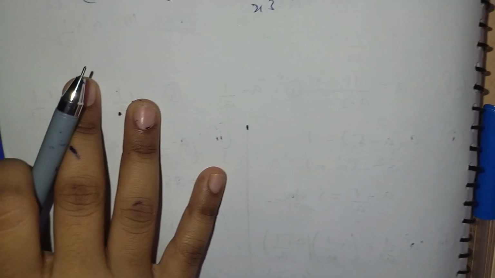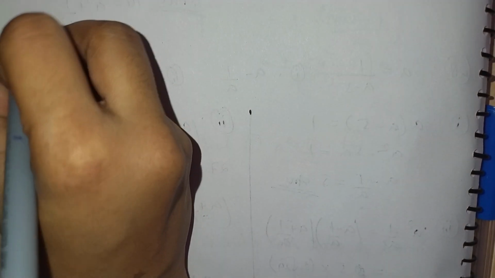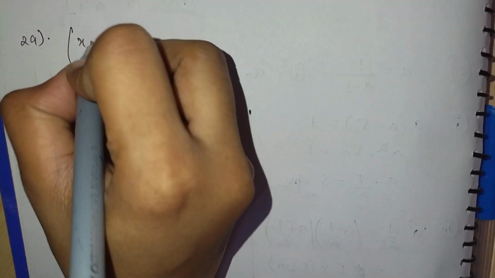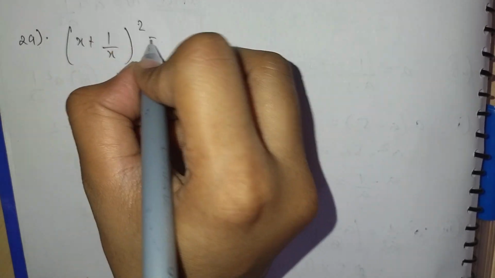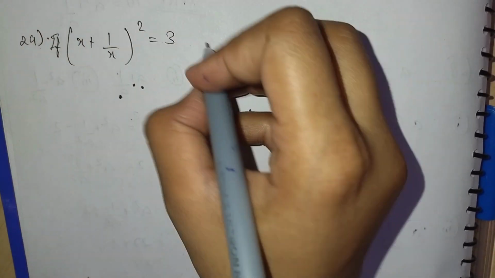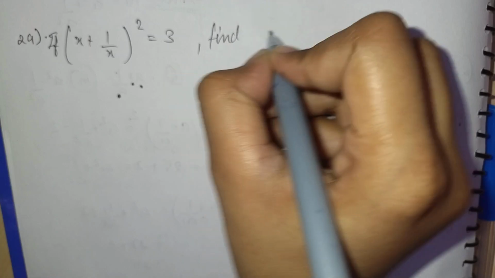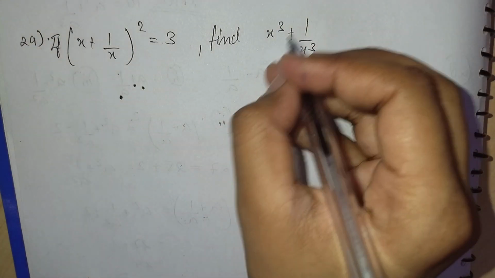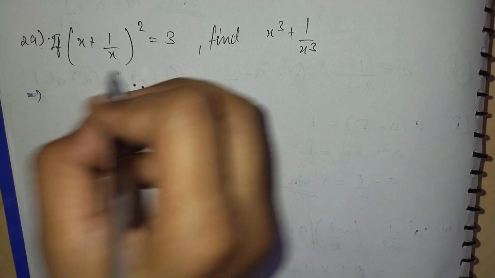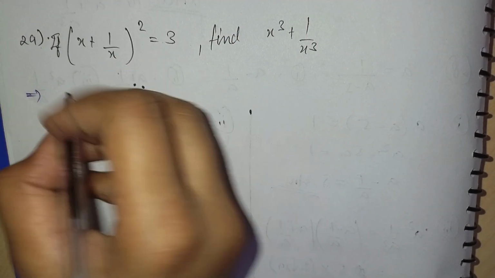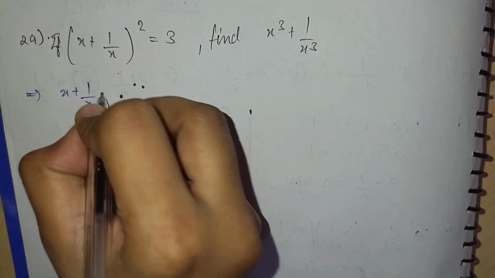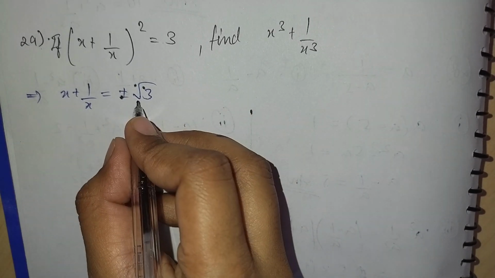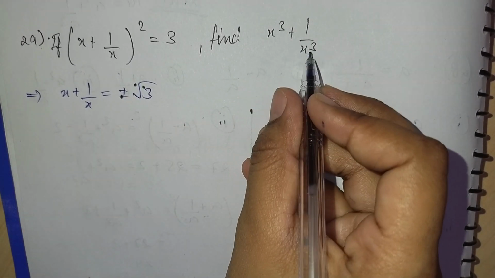Now let us solve the 29th question here, which says that if (x plus 1 by x) whole square is equal to 3, then find the value of x cube plus 1 by x cube. To find the value of x cube plus 1 by x cube, firstly we will find the under root of 3. So x plus 1 by x, from here it is plus minus under root 3. This we will use to find the value of x cube plus 1 by x cube.